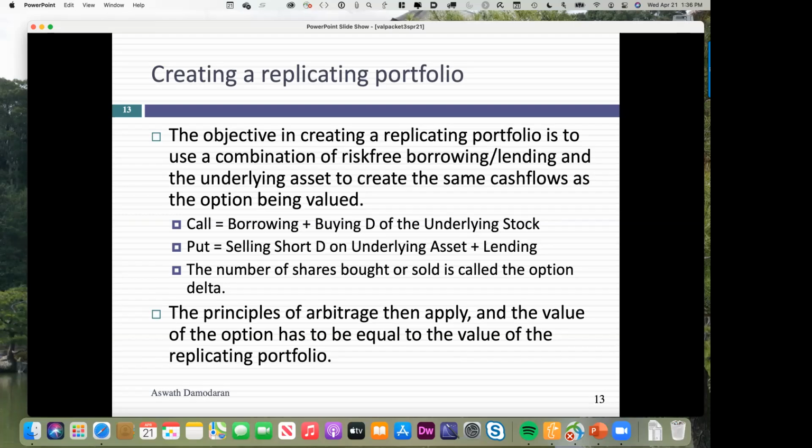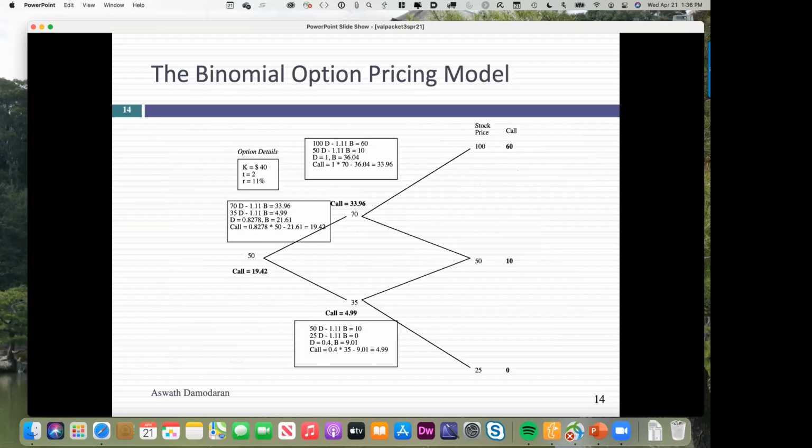The best way to see replication and arbitrage play out is with what's called the binomial option pricing model. So let's step back. Let's suppose you have a stock that right now is trading at $50 per share. Let's say you have a 2-period model, basically time 1, time 2. And in a binomial model, at any point in time, you can jump to only 1 of 2 points. So if your stock price is today 50, at the end of the first time period, the stock price can either be 70 or 35.